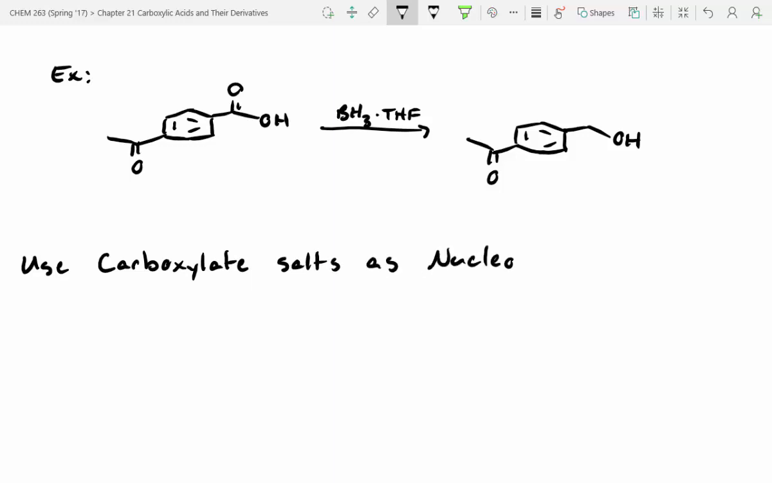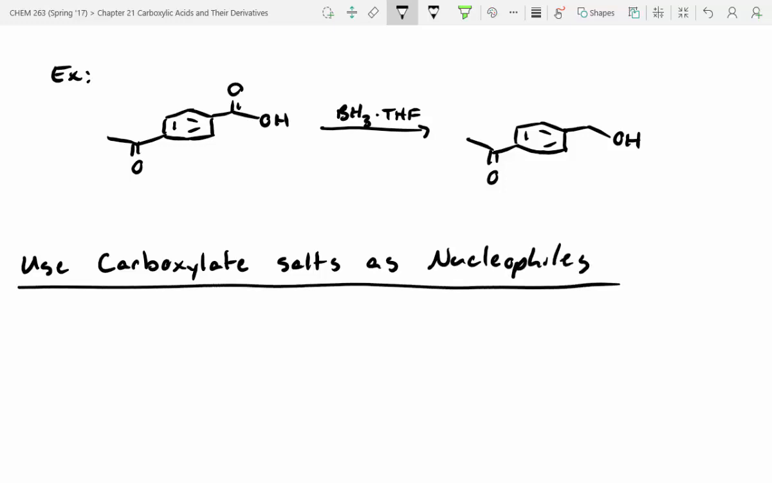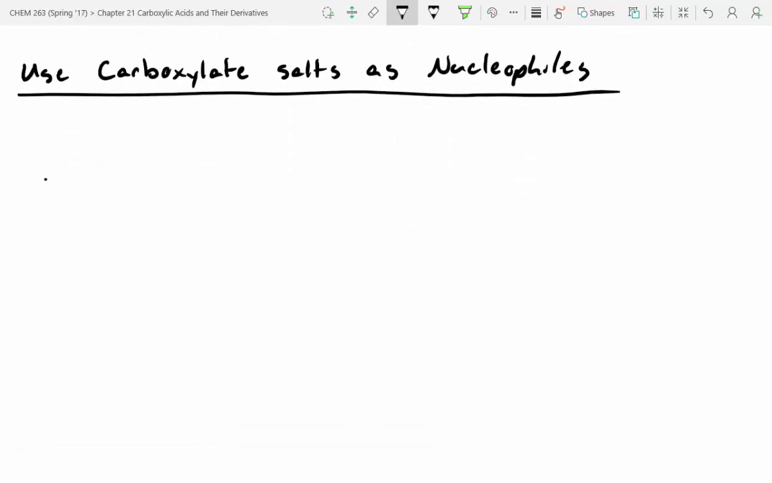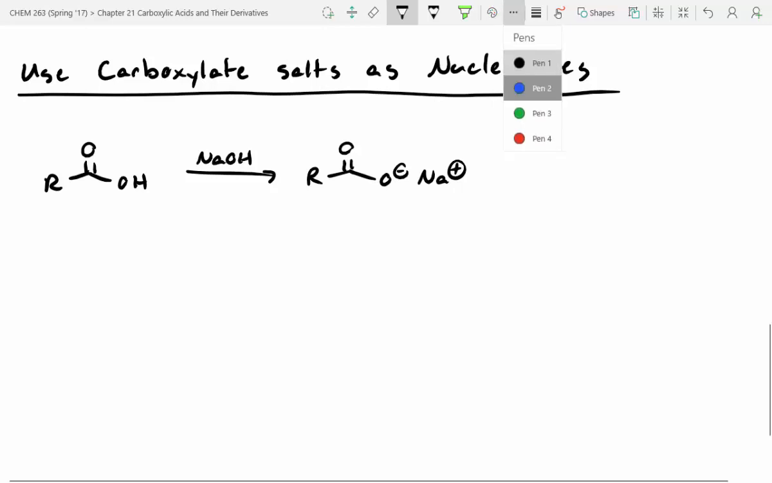Where you can use carboxylate salts as nucleophiles. This is a pretty simple application of carboxylic acid reactivity, where if you take a carboxylic acid, you treat it with sodium hydroxide or any other base, you've got this carboxylate salt.